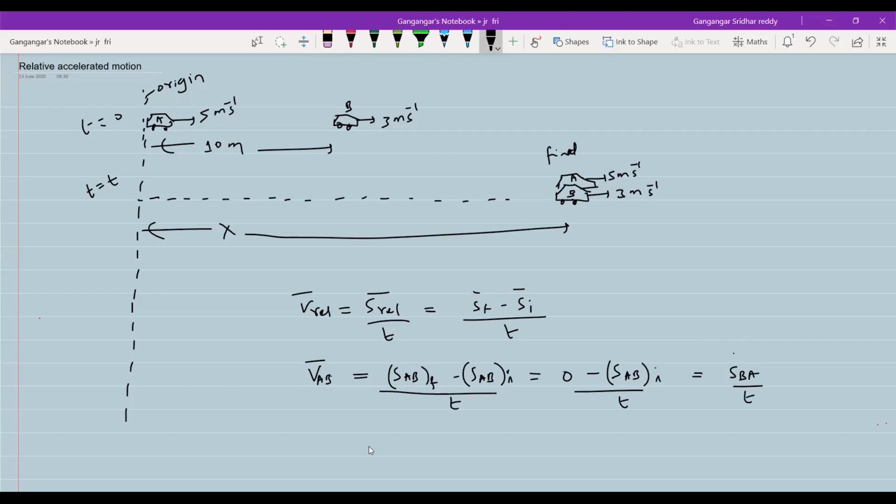I think this is what happened in the book. The VAB vector is written as SBA vector. Any reason for that? There's a condition. So what is the initial separation? SB minus SA, you write like this.